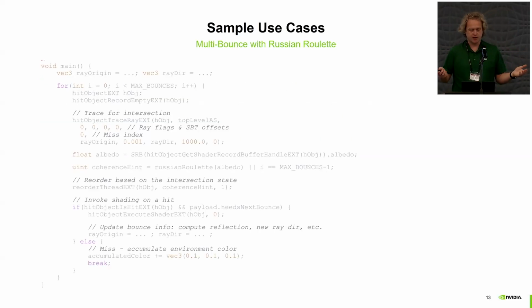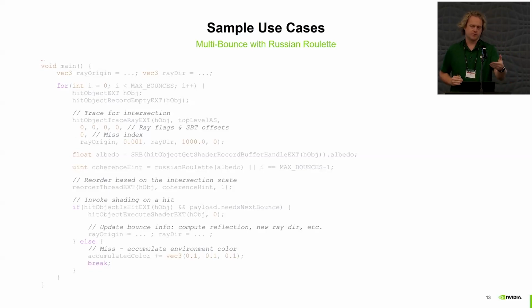And so here we can see very similar code to before. You create the hit objects, trace it, and then the first thing you do after you've gotten this hit is to get the shader record buffer handle corresponding to the hit and fetch an albedo, just as an example. And now you can generate an estimate of, based on that albedo, am I going to be casting another ray? And combine that with, is this the last iteration of the loop? Do we think we're going to continue on in the loop or exit the loop? And then based on that, we send down one more bit to reorder thread in the hint.